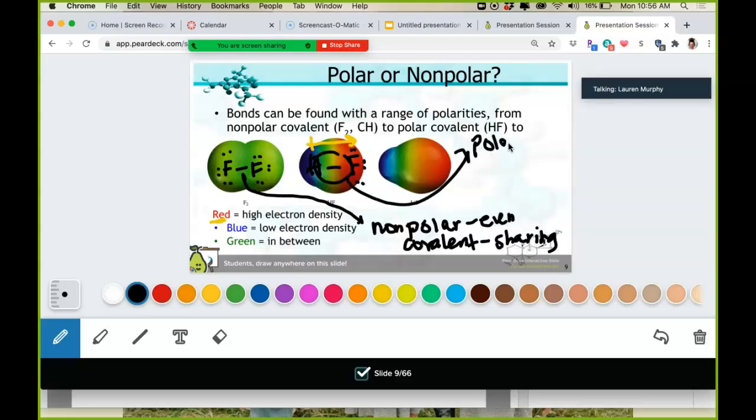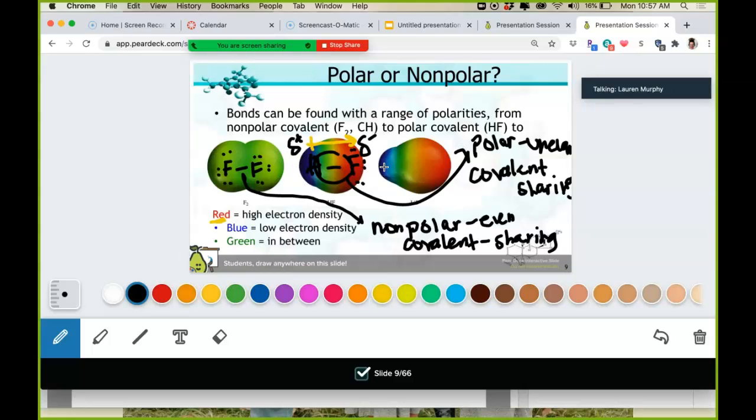So that's uneven sharing. So what do we call uneven sharing? Polar, uneven, covalent sharing. Uneven sharing. So it has a dipole moment, okay, that's pointing towards the fluorine. So this region over here is slightly negative, and this region is slightly positive.